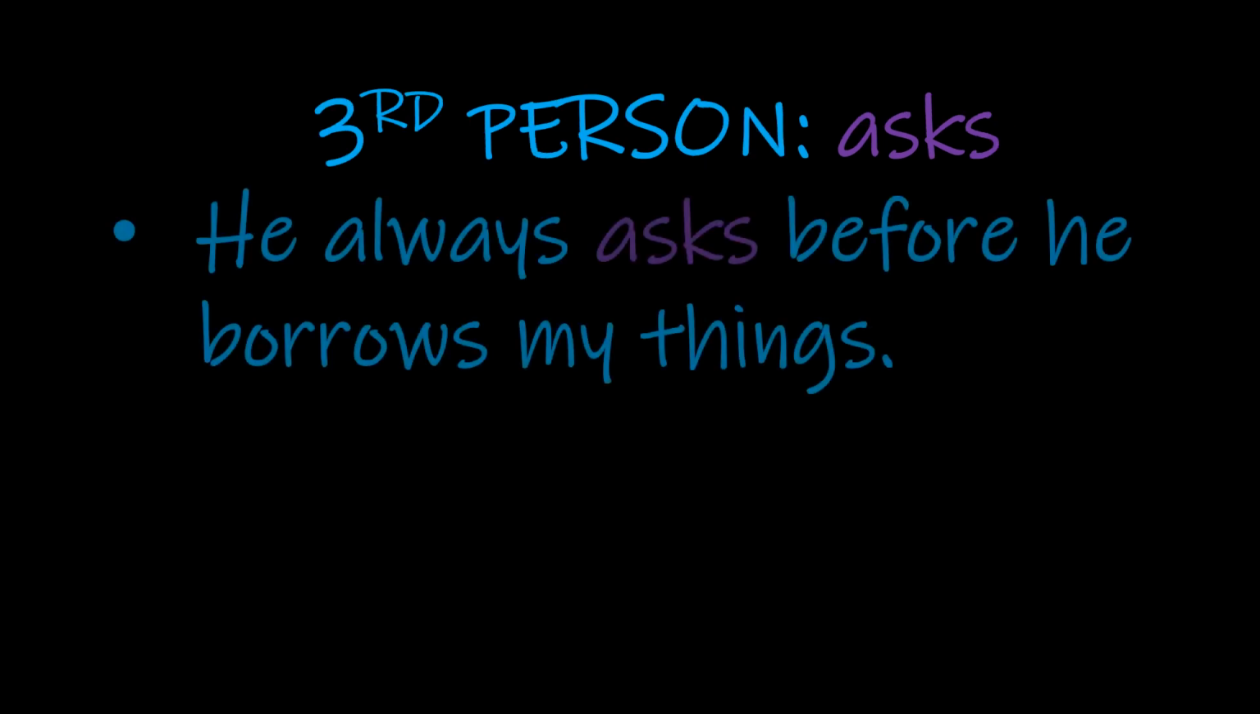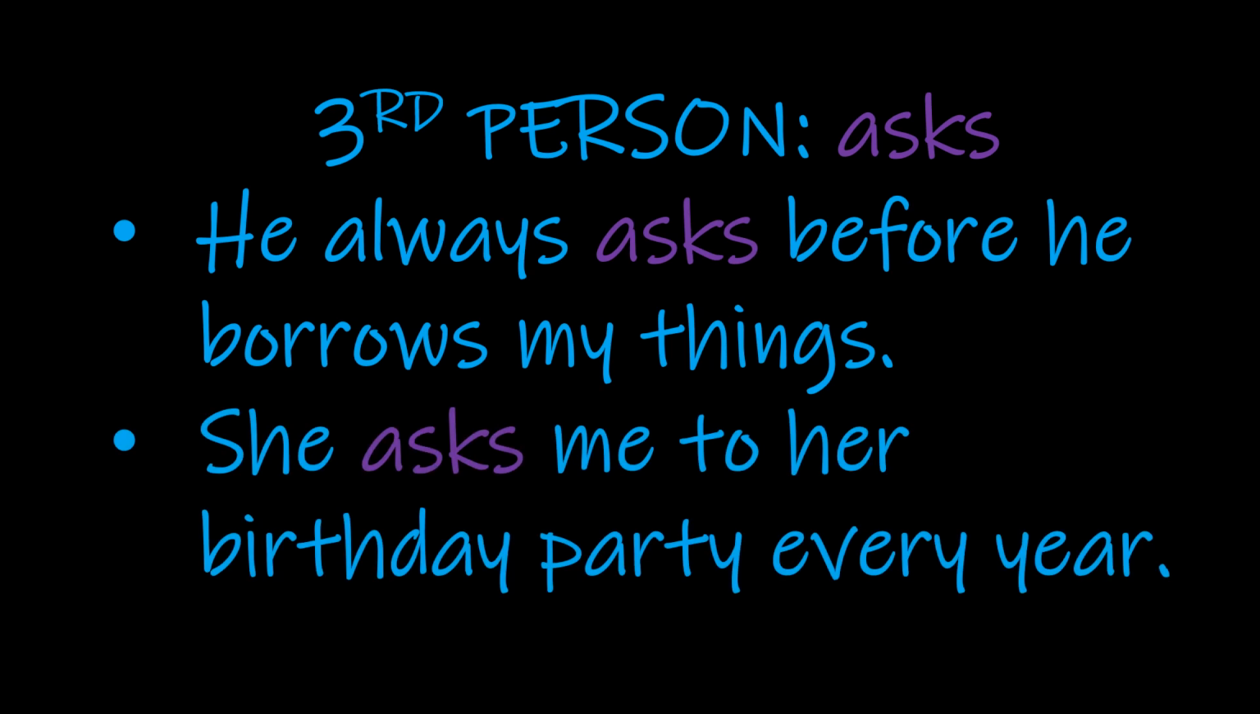Third person. He always asks before he borrows my things. She asks me to her birthday party every year. So again, this third person, as I've mentioned in other videos, it's third person singular and it's in the present. So it combines really well with certain phrases like he always asks. So that shows me that it's habit. And in the second example, every year, although it's only one time per year, she asks me every year, it feels like it's an annual habit. So that works really well with our present simple.